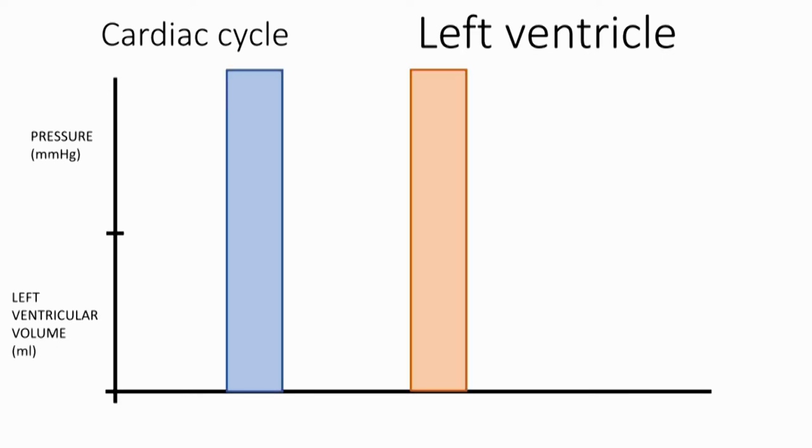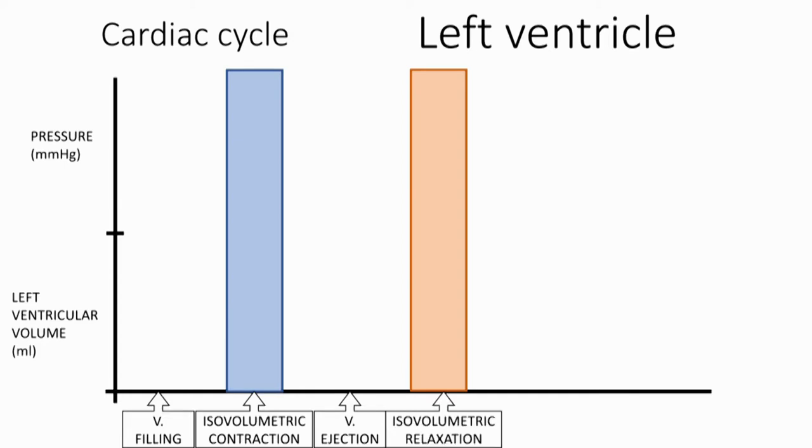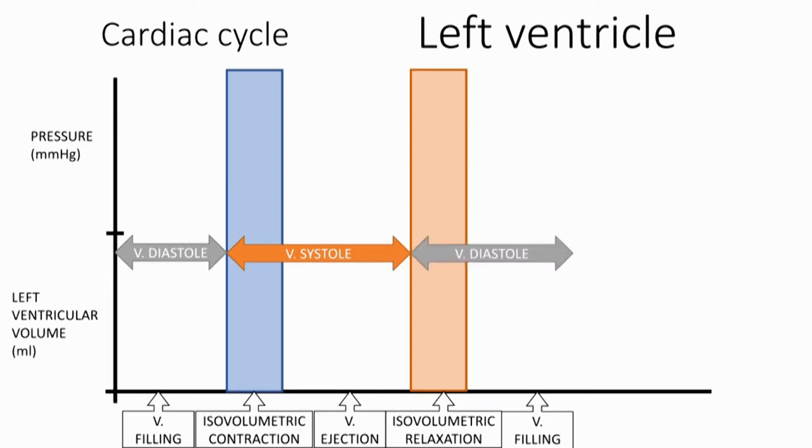So I divided this graph into spaces, which represent its own cardiac phases: the ventricular filling, the isovolumetric contraction, ejection, and also isovolumetric relaxation, and the filling again. And then the spaces here represent the ventricular diastole, followed by systole, and followed by diastole. Remember, this is the ventricular diastole and systole. And the small area before the ventricular systole is actually the atrial systole.